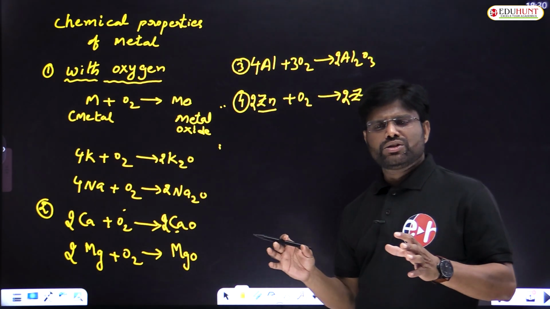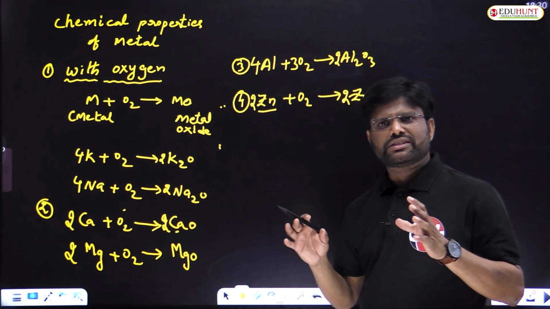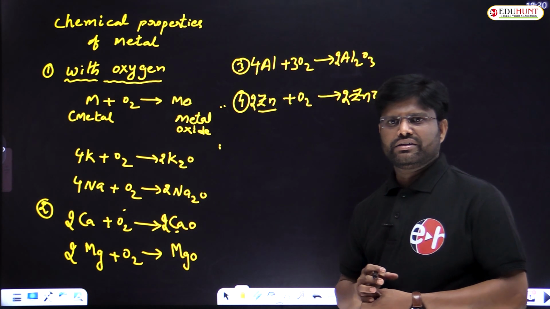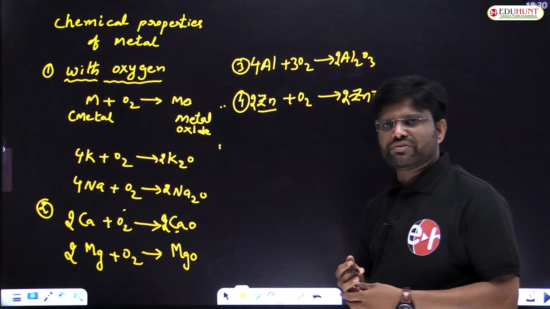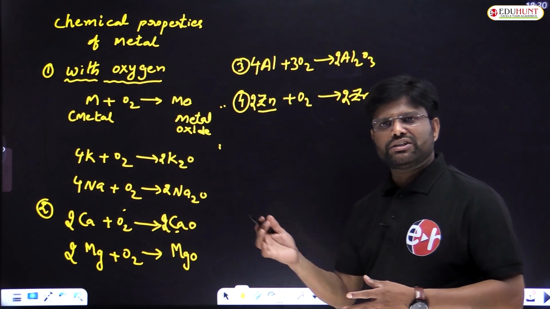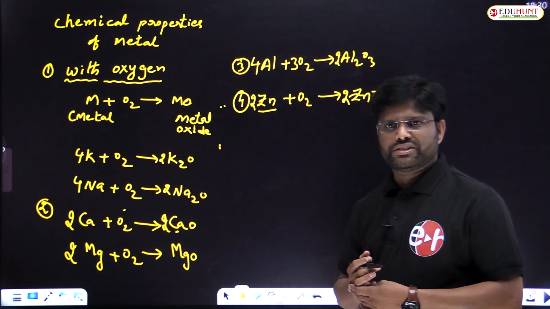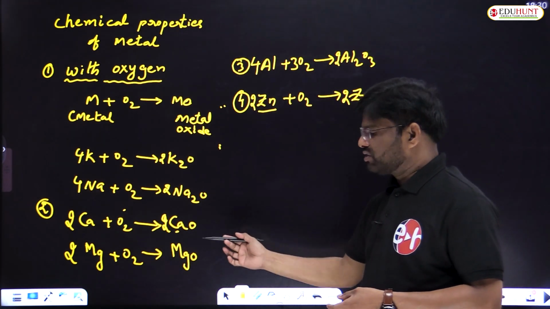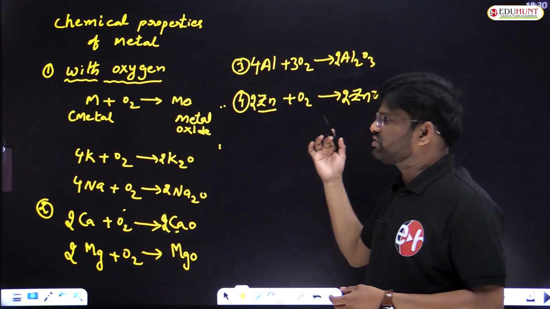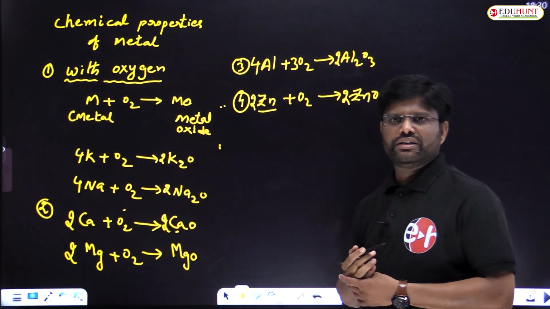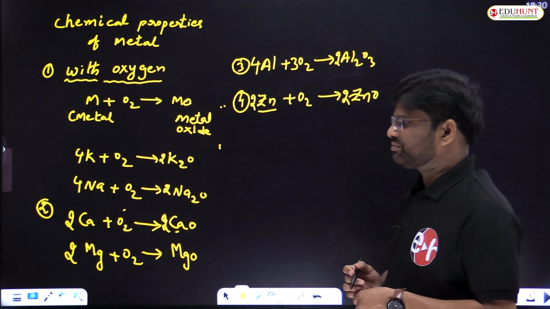All metals don't react with oxygen at the same rate. Some metals will react with oxygen in a fraction of a second and form their oxides. Some metals react slowly. Some metals react very slowly in the presence of oxygen.